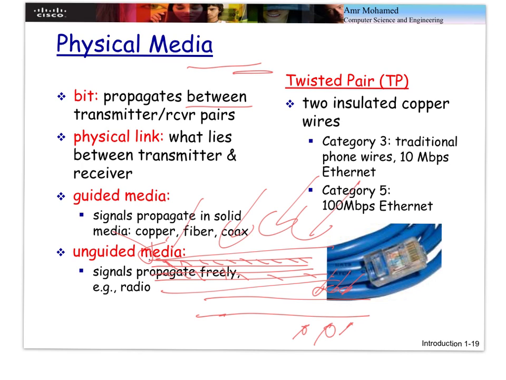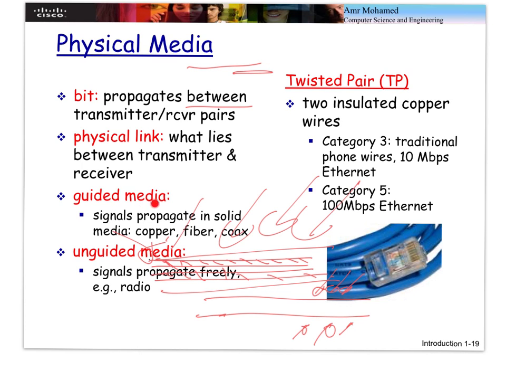So signals propagate in solid media in the case of guided media like copper or fiber or coaxial. So we need to know the difference between each type of these. Unguided means the signal propagates freely like radio. And by radio we mean all types of radio, whether it's Bluetooth, Wi-Fi, cellular, anything. Okay. So we'll take one example of each.